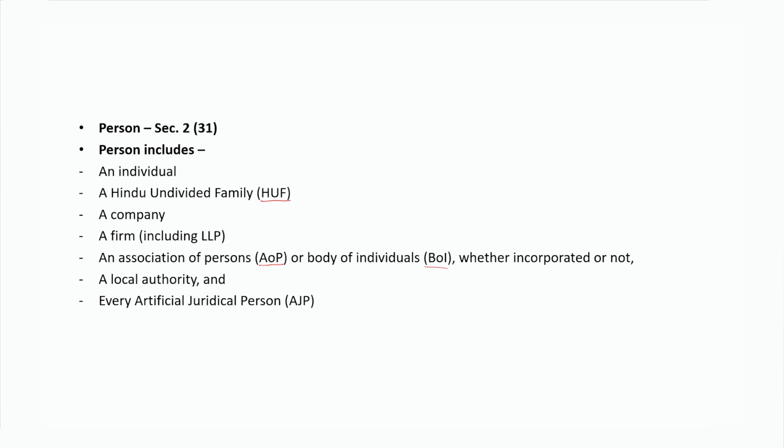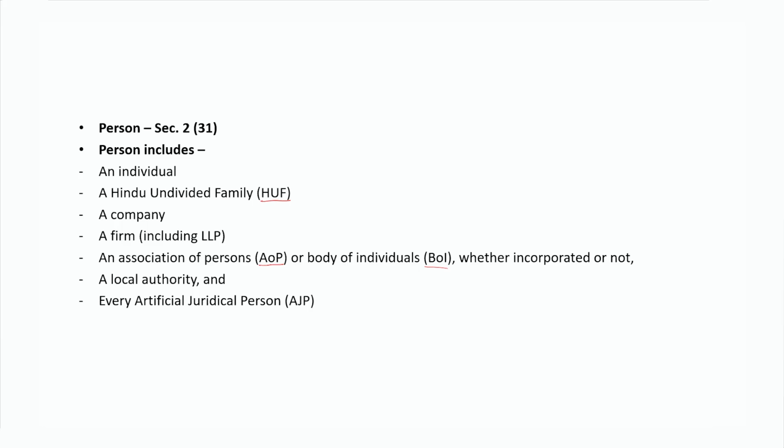So if we go back and we see what are these definitions, I do not think I need to explain who is an individual. Then we look at what is a Hindu undivided family. So Hindu undivided family is one wherein basically there is a united family which is living together. A Hindu undivided family, so no partition has essentially taken place within that family. Then we look at the company which is incorporated under the Companies Act, a firm which is a partnership, and then we look at this rather new concept of association of persons or body of individuals.